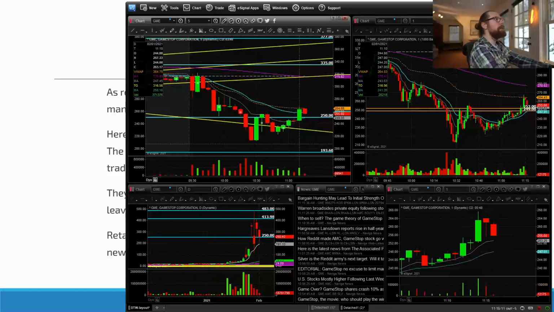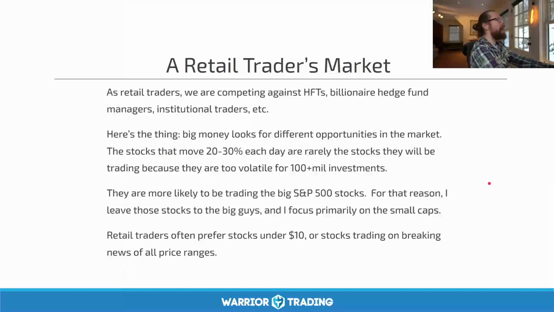So these typically would be far too risky for a hedge fund to trade. And therefore, they would focus on stocks that have higher floats, larger market caps, and much higher daily volume. More likely to be stocks trading in the S&P 500. And so for that reason, I usually leave those stocks to the big guys. I don't usually try to focus on day trading Facebook or Apple or General Electric or General Motors or Tesla. Not that you can't day trade them from time to time, and not that they don't occasionally provide some opportunities on maybe a day that they do have news and high relative volume.